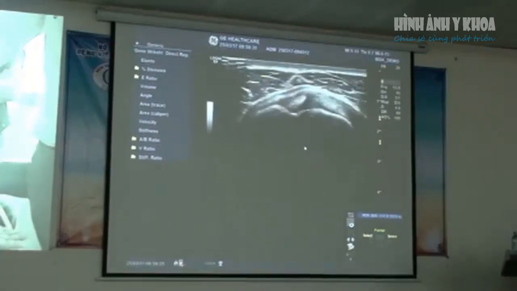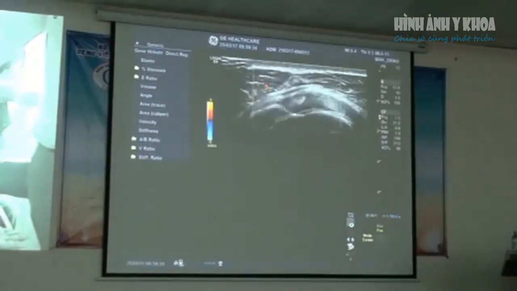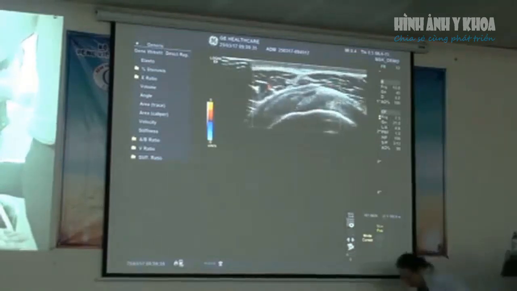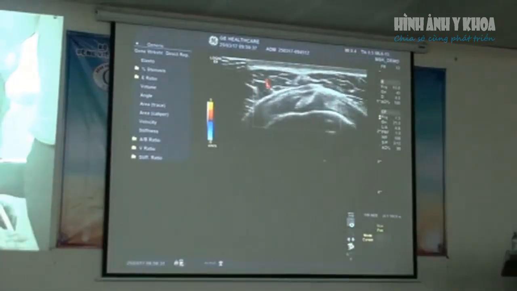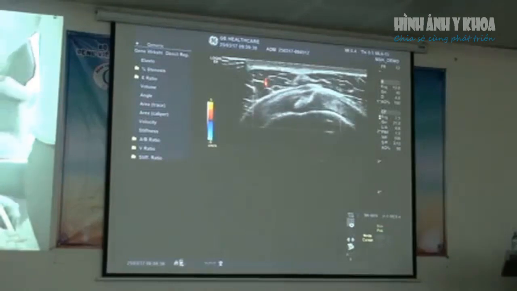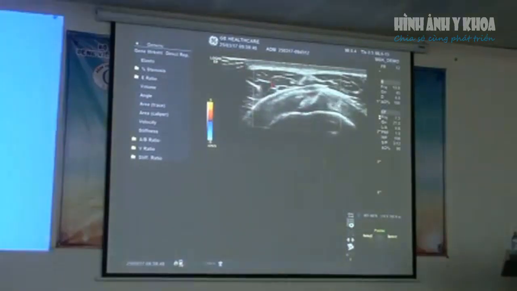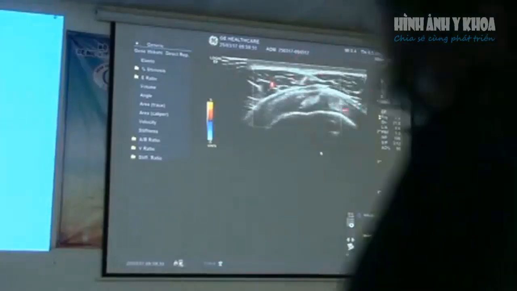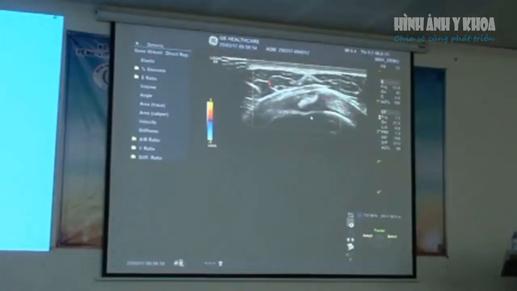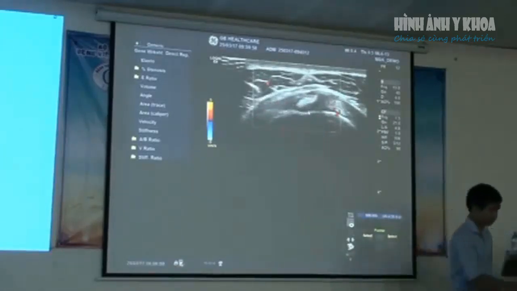So up the top here, I also put on color Doppler just to make sure there's no hyperemia in the rotator interval. So this here is subscapularis. This is supraspinatus. This is long head biceps.